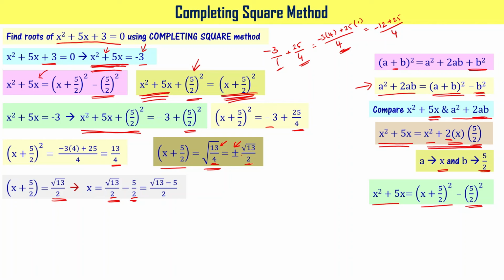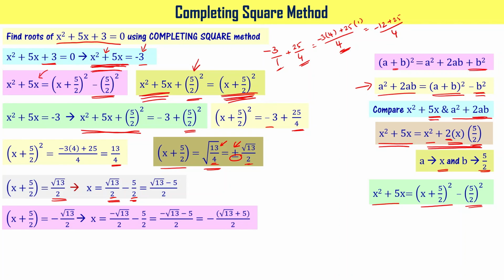And if I take the minus symbol, I can write the equation as x + 5/2 equal to minus square root of 13 by 2, right? That can be rearranged and written as x equal to minus square root of 13 by 2 minus 5 by 2. This plus 5 by 2, when it goes to the other side, becomes minus 5 by 2. Since denominators are same, I can write it as minus (square root of 13) minus 5, divided by 2. Let me take minus 1 as the common factor, such that I can write it as minus times (square root of 13 plus 5) divided by 2.